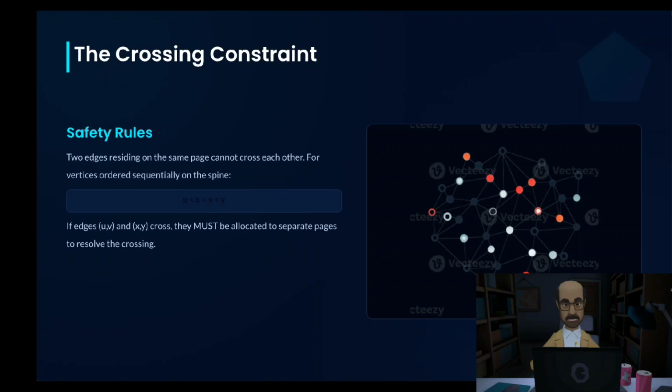As you can see in the illustration on the right, when a network becomes too crowded and lines start to intersect, we can't keep them on the same layer. By moving the intersecting edges to a different page, we completely eliminate the clutter and keep the entire system clear and crossing free. This constraint is what drives the need for multiple pages. Let's see how we measure the total pages needed in the final section.